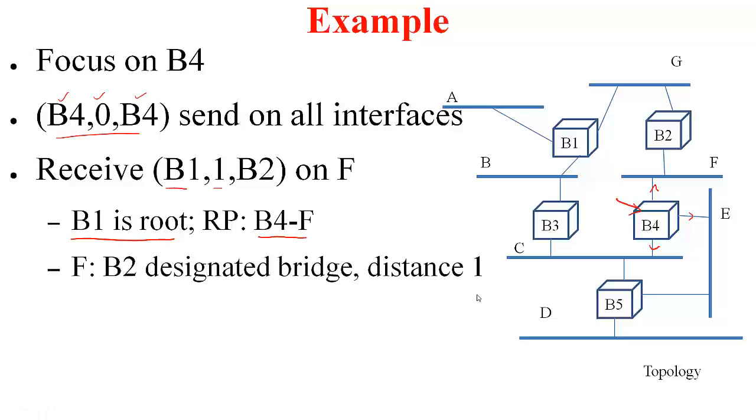Based on this message, it will also conclude that it is not the designated bridge for F because this message was received on F, which means F is interconnected to B2, thereby it is better for F packets to go via B2. In other words, B2 is the designated bridge for F, thereby B4 is not going to act as the designated bridge for it.